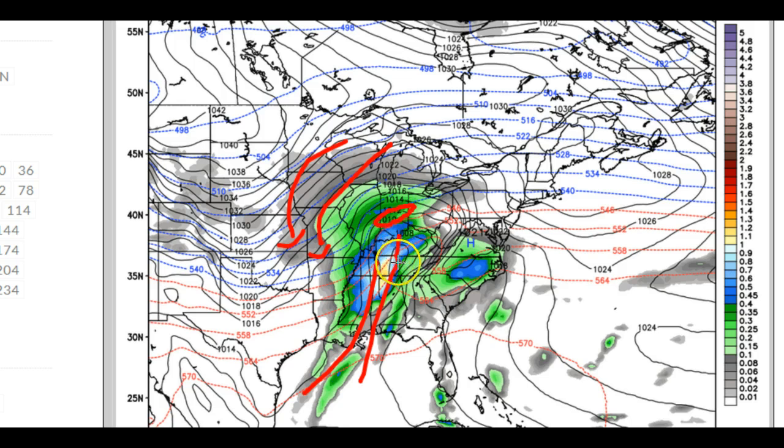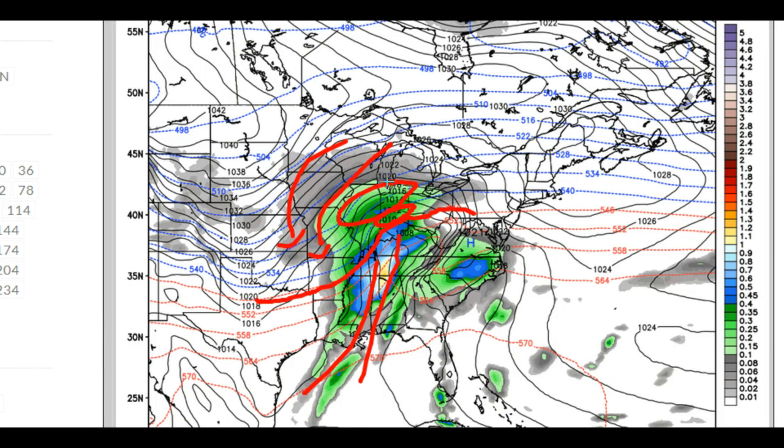Even though the track's way down here, and this is usually a favorable track for heavy snow in Indiana, it's not occurring quite yet, because see this red line? See how far that 546 line's coming up in Indiana? That's troublesome. It's bumping the heavier snow back into here.